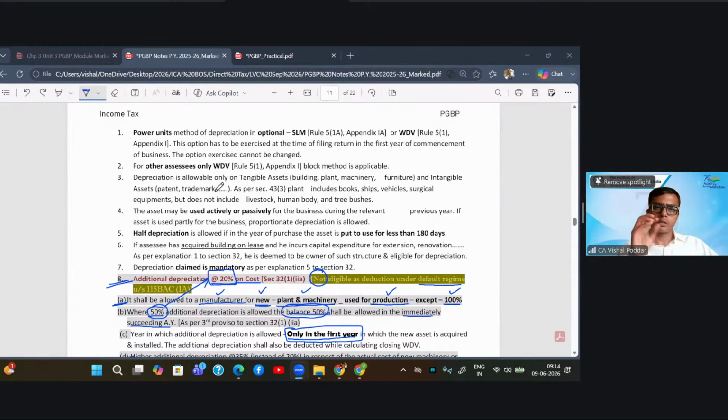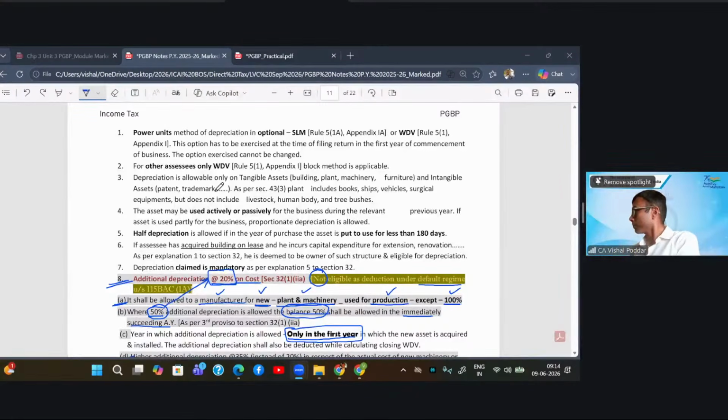Yes, sir. Now tell me, as on 31st March, because we are doing all this working only after the close of the year, and we see the position of our assets as on 31st March, right? As we saw in the format, we calculate WDV under 43.6 as on 31st March. As on 31st March, do you have the new asset?